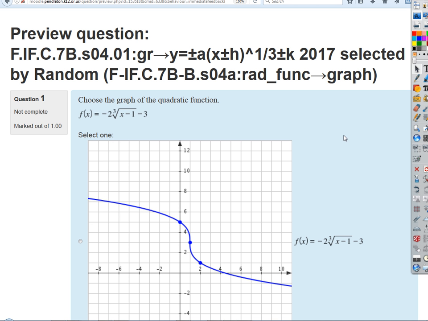All right, so what about this one? I want to add one more thing to our understanding of the cube root functions and the square root functions. Let's look at a square root first, and then we'll look at a cube root. Let's start with the parent function f of x equals the square root of x.